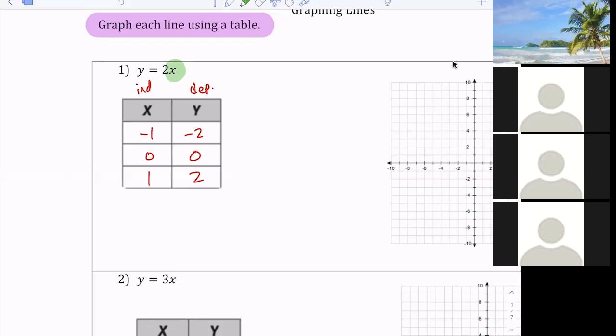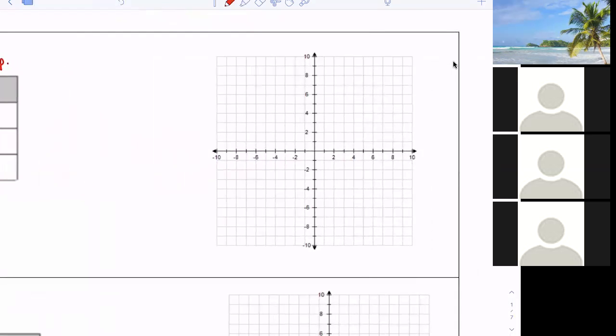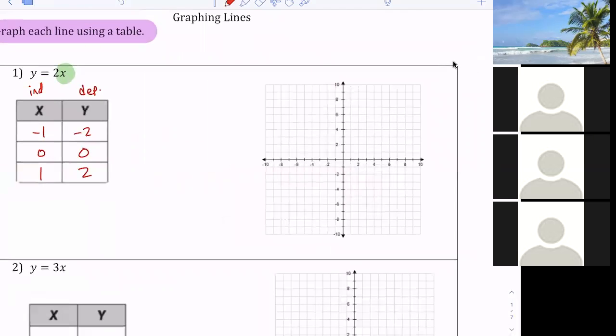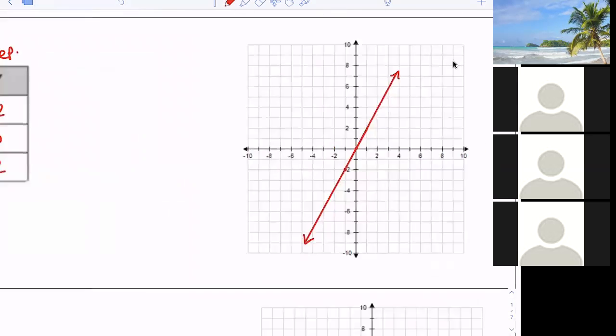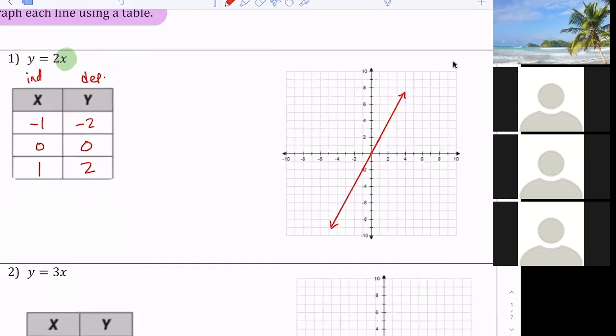Now you're simply plotting those 3 points. And look what happens when you plot those 3 points. They're going to line up in a line. So we're going to go -1, -2. Then we're going to go 0, 0, and then 1, 2. And magic, those 3 points line up in a line. So it makes a line. Any issues with that? All right, I told you that's how simple it is.